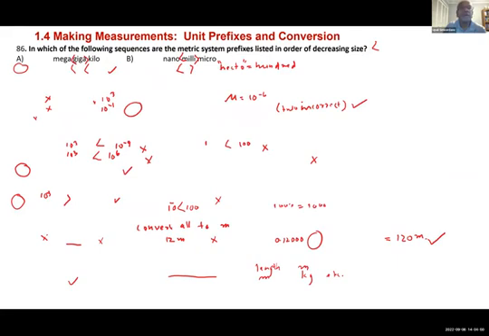In which of the following sequences are the metric system prefixes listed in the order of increasing size? I went back and increasing size is only found in C. All the others, the greater than sign goes in a different direction. So this is the correct answer, increasing order.